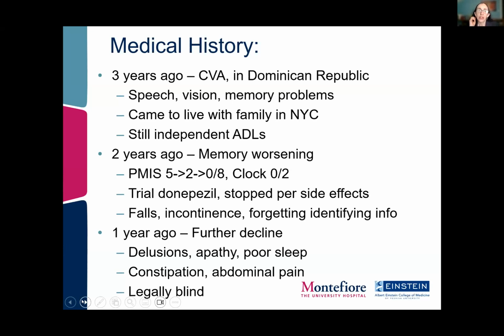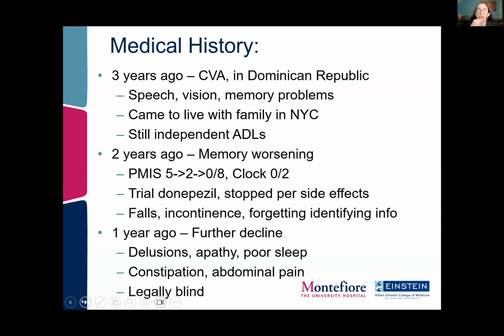And so it's not culture and literacy biased, which is one of the reasons we really like to use it in our diverse population. Her scores on the PMIS, which again is a brief test, less than 5 minutes, that primarily checks recall, were not in the normal range 2 years ago, and then over time have gotten worse and worse, from 5 to 2 to 0 points out of 8. And her clock drawing test, she was unable to do that.